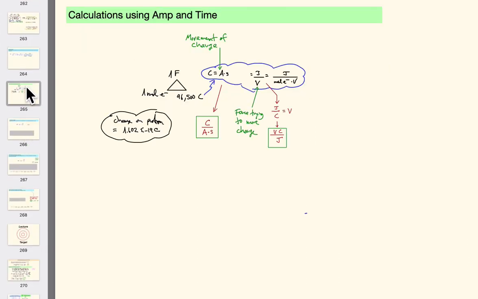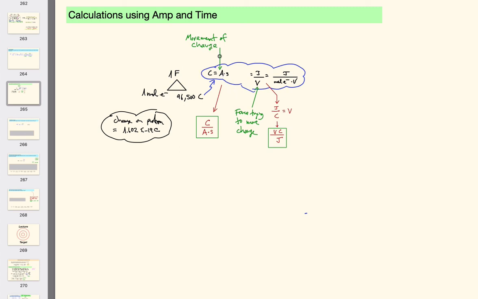Let's see where we are. Using AMP to calculate time, we'll do one question in the last few minutes we have left. I've just redone all of this to remind you. I think I have one more thing. I've kind of labeled some of these.